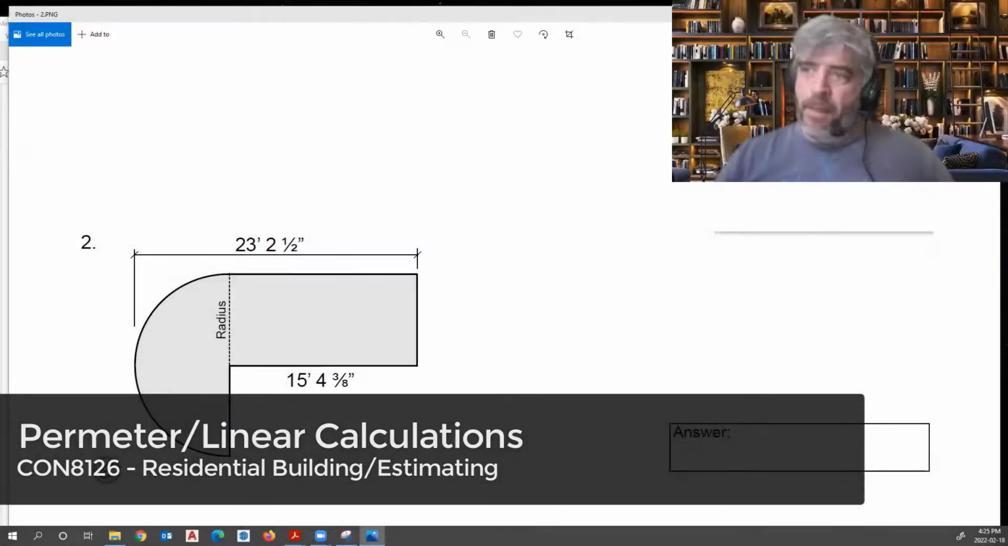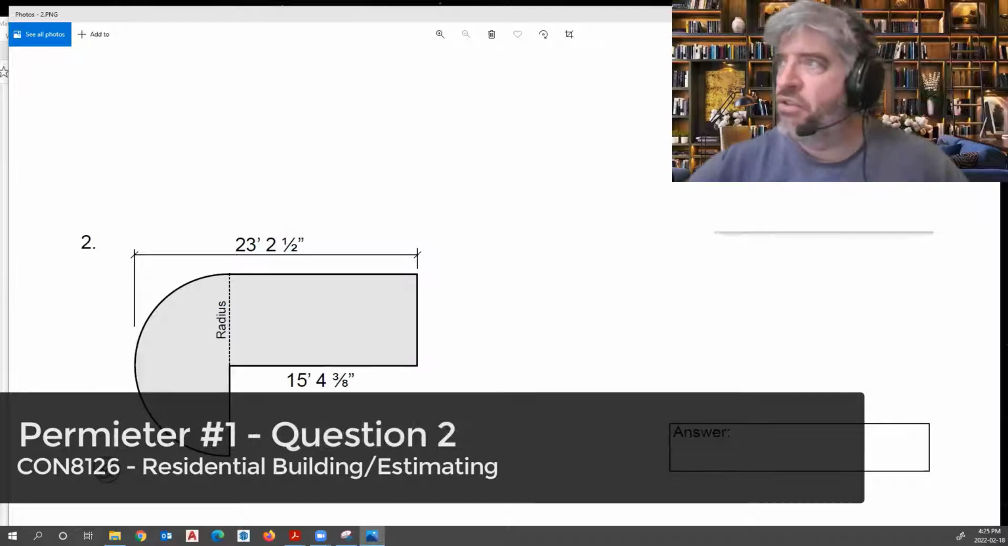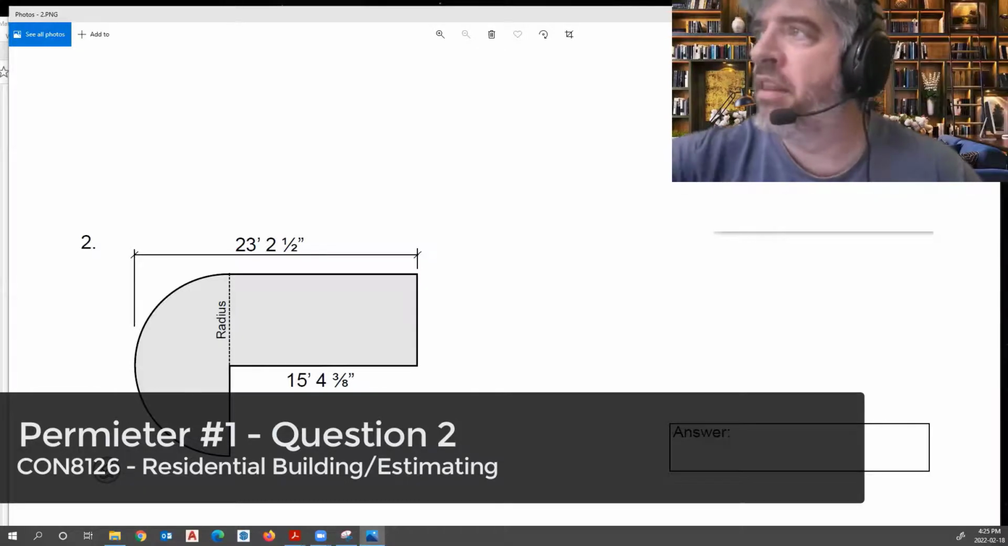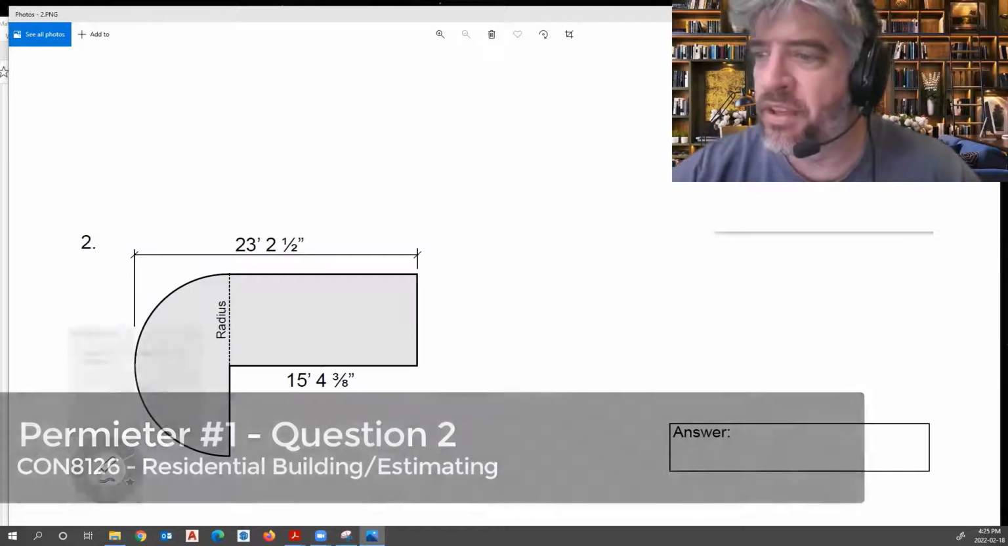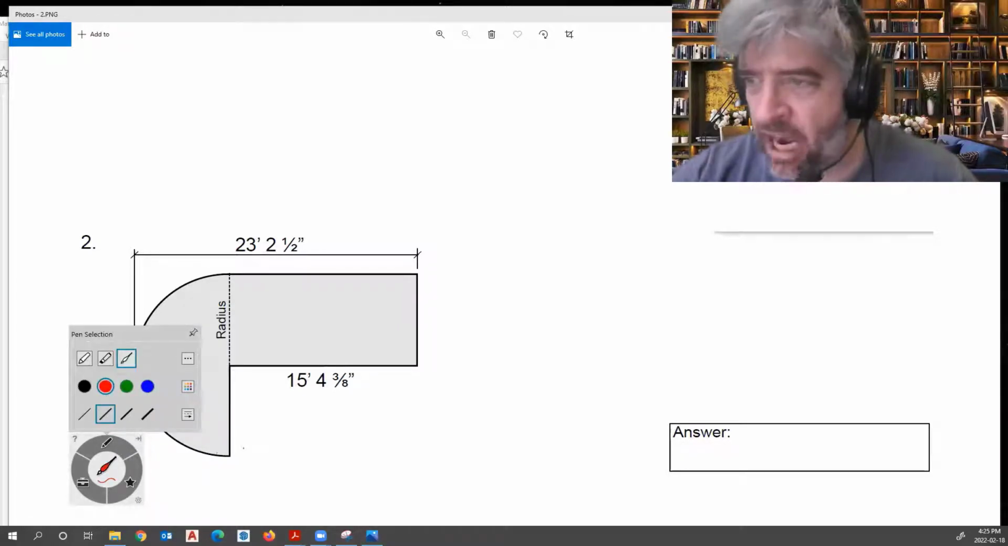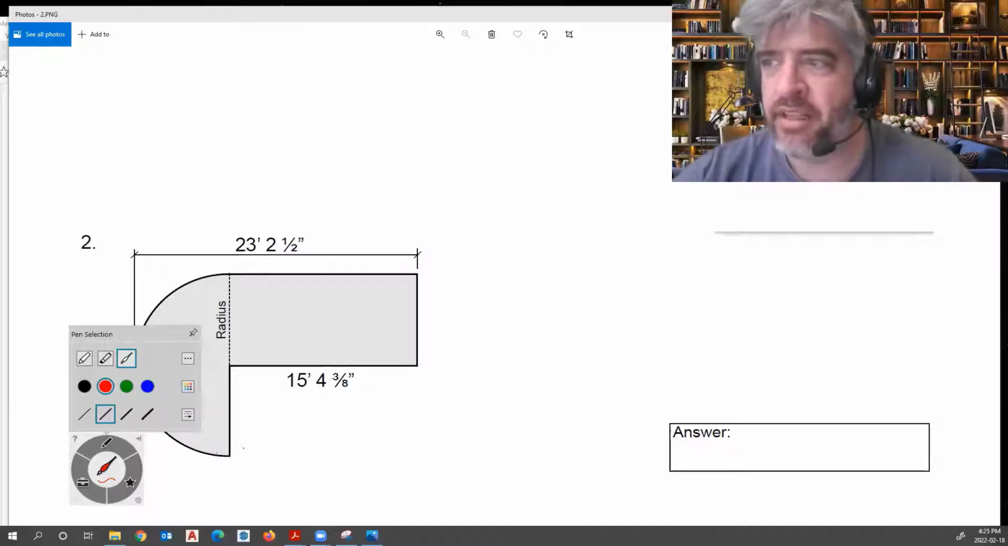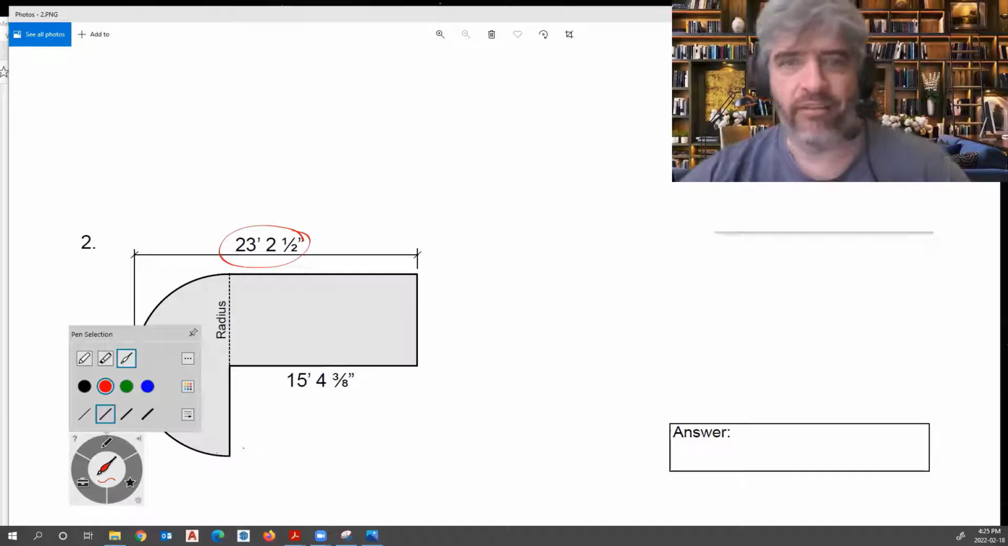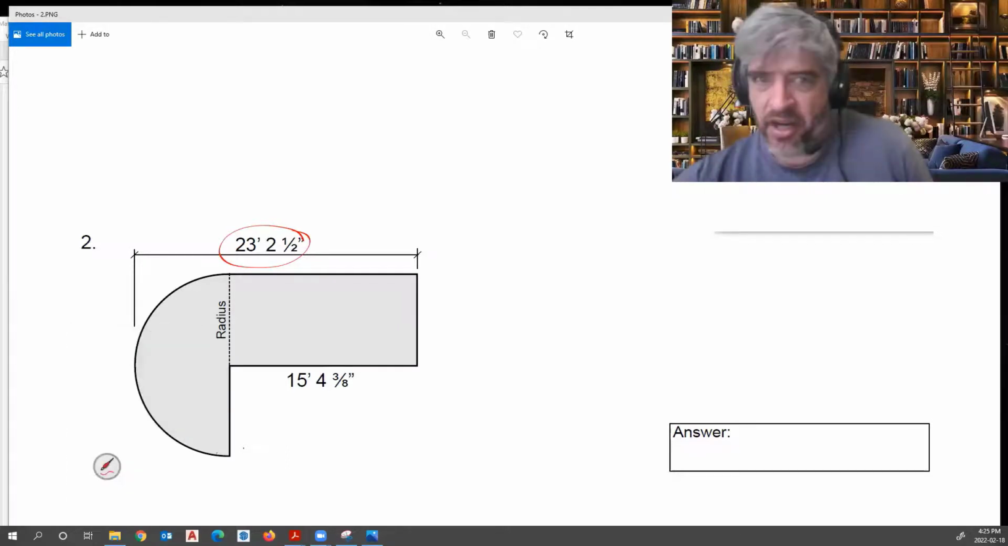Okay, so linear question number 2. Again, this one here caused a few people some problems. You just have to think of it as linear. You're just walking around the outside of this shape. Some people just kept 23 feet 2.5 and then added that in somewhere, but that number, even though it's in here, has nothing to do with linear directly.